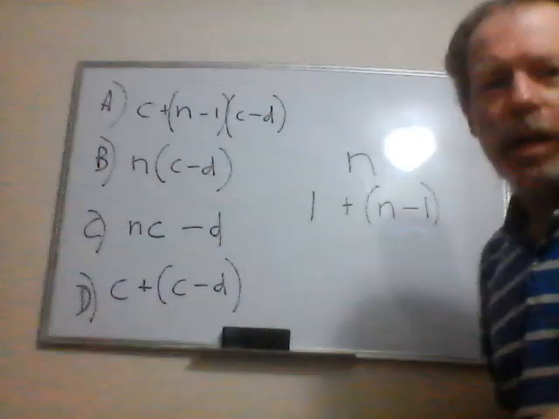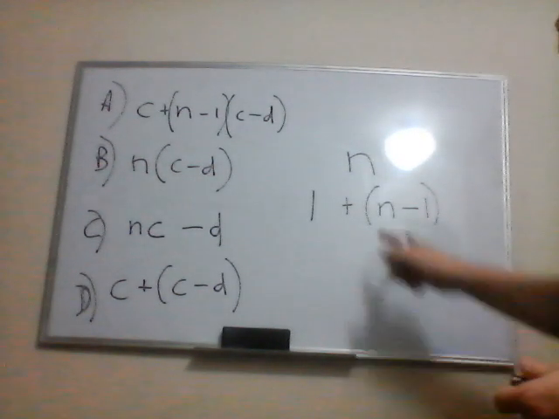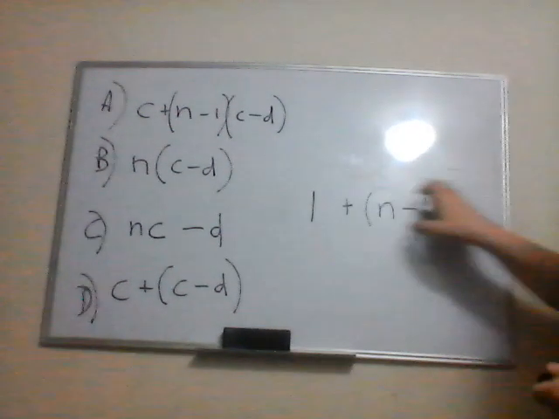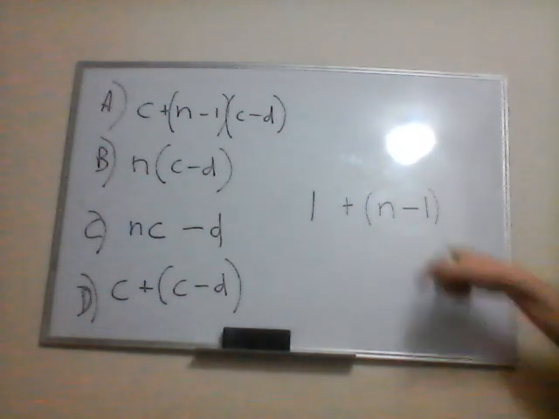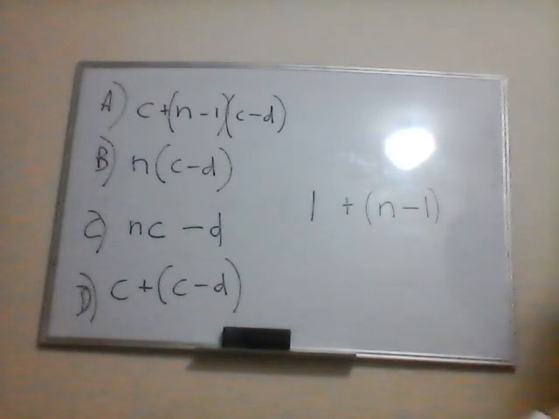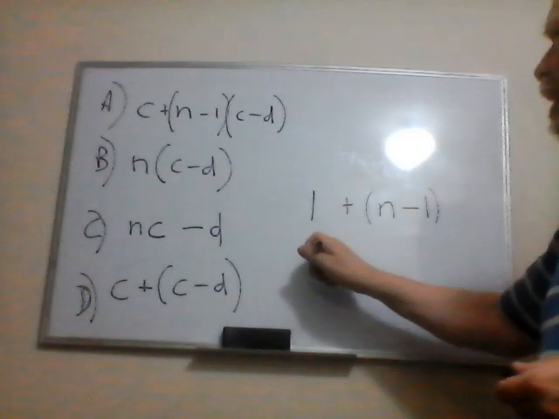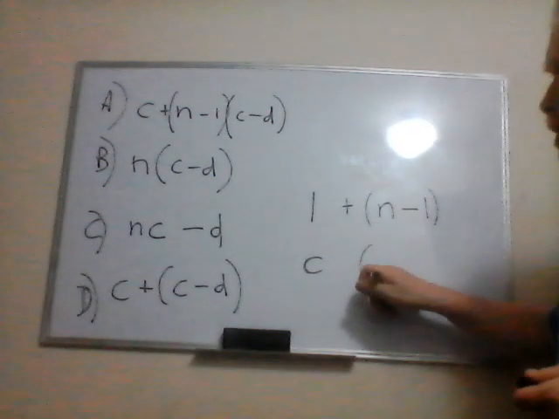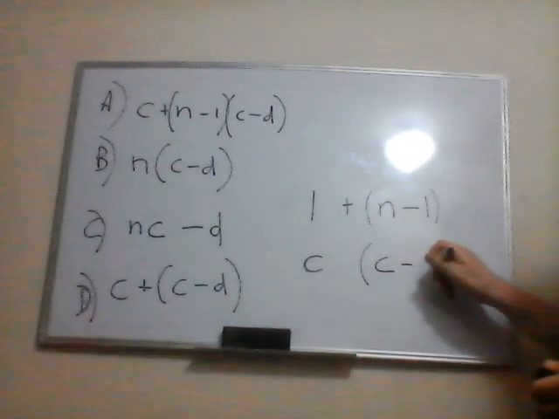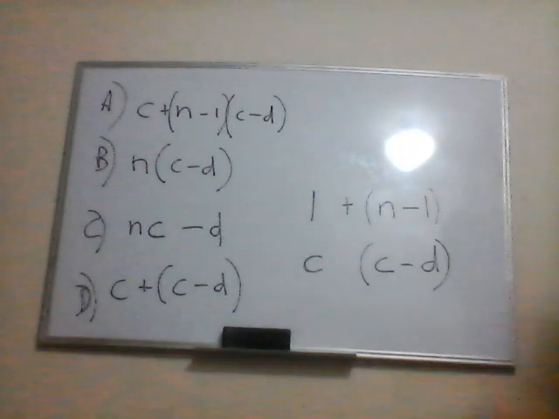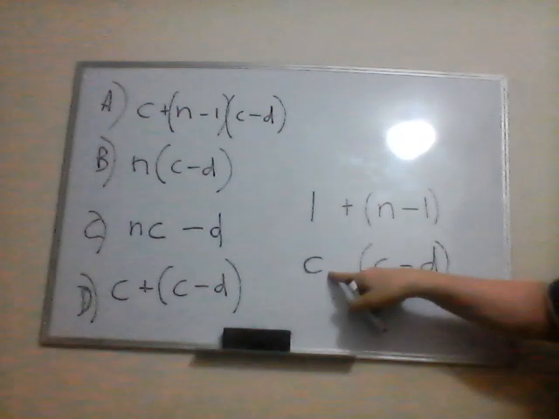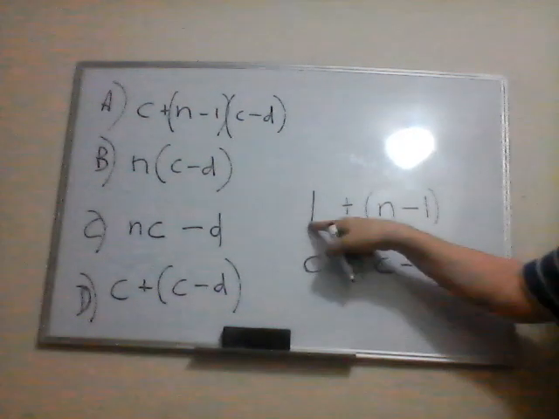I've divided the collection of books into two groups. N is divided into one separate book and a group of books that is one less than that. They add up to N. Now the prices are, for one book, the price is C, and for the other books, the price is C minus D. That's the discount. So this is the discounted price that applies to most of the books, and this is the non-discounted price that applies to one book.